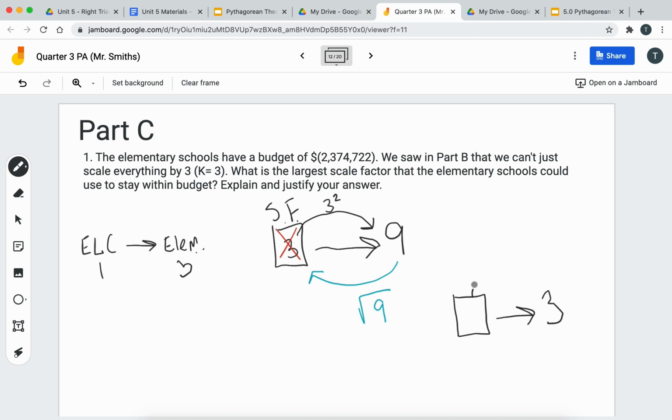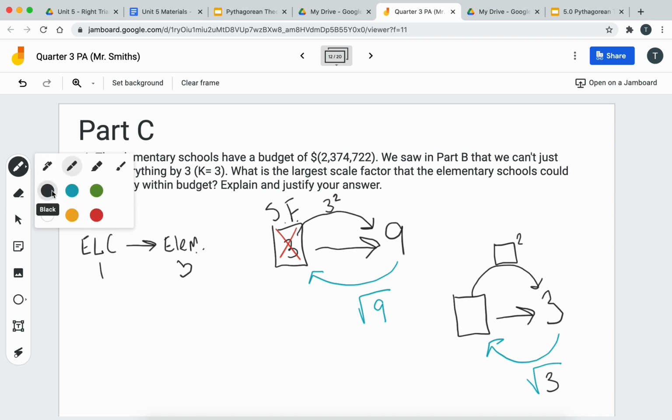So I know that if I square my scale factor, if I say this squared needs to be 3, I'll have my scale factor. But I also know that if I take the square root of this, if I take the square root of 3, then I will find my scale factor because I'm working backwards. This will give me a scale factor of square root of 3, which comes around to 1.71. So I'm going to say square root of 3 is my final answer.